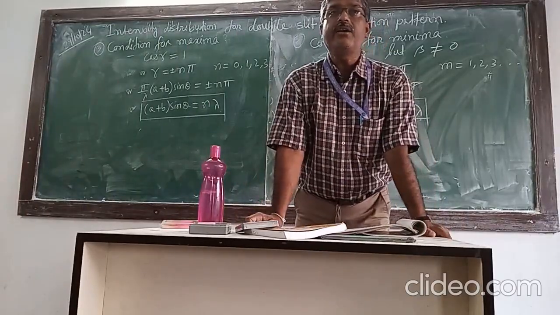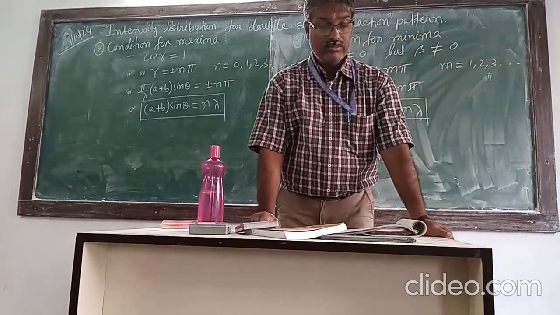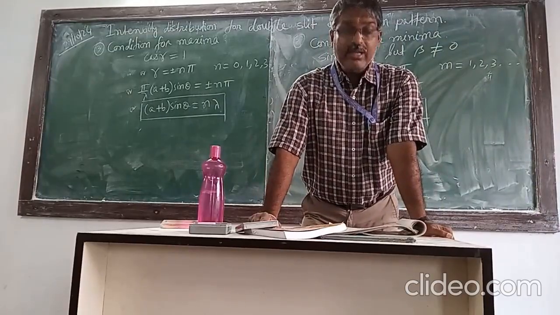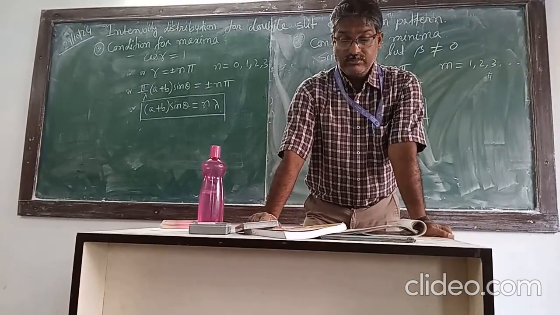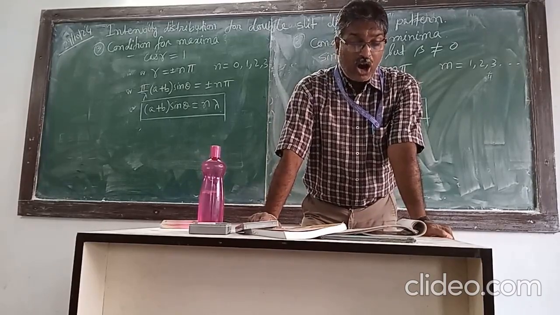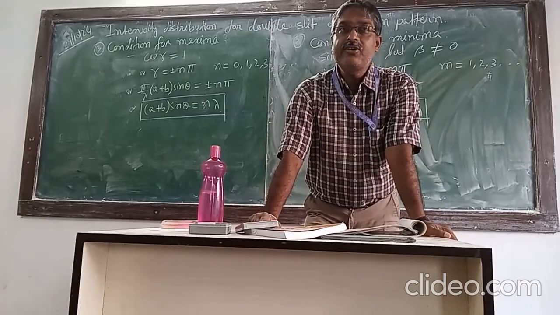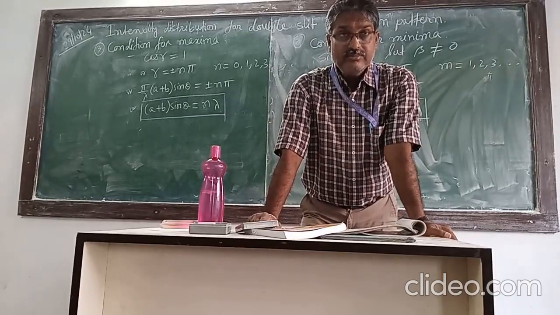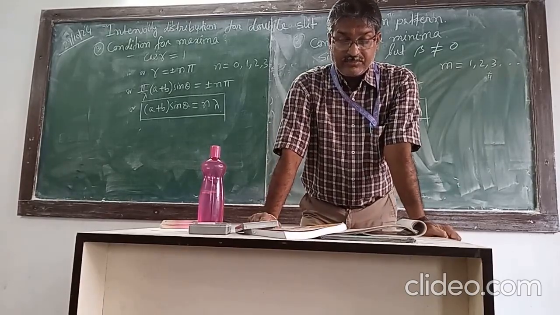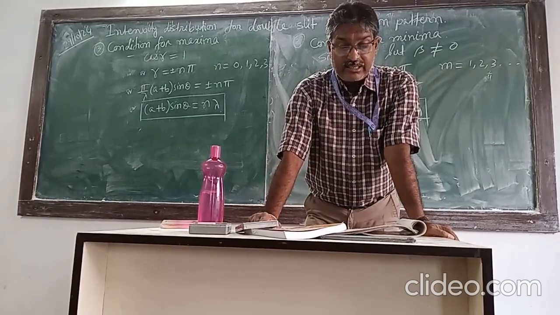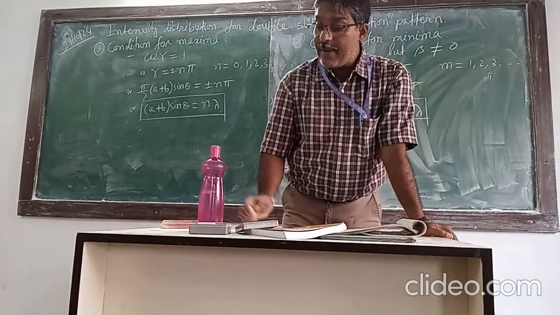So in the double slit pattern, there will be a number of alternate dark and bright interference fringes within each diffraction pattern.